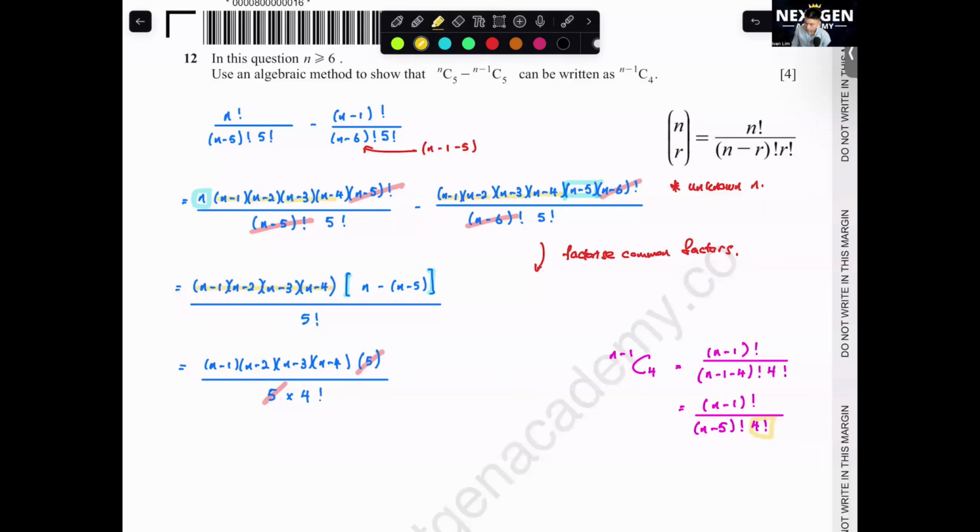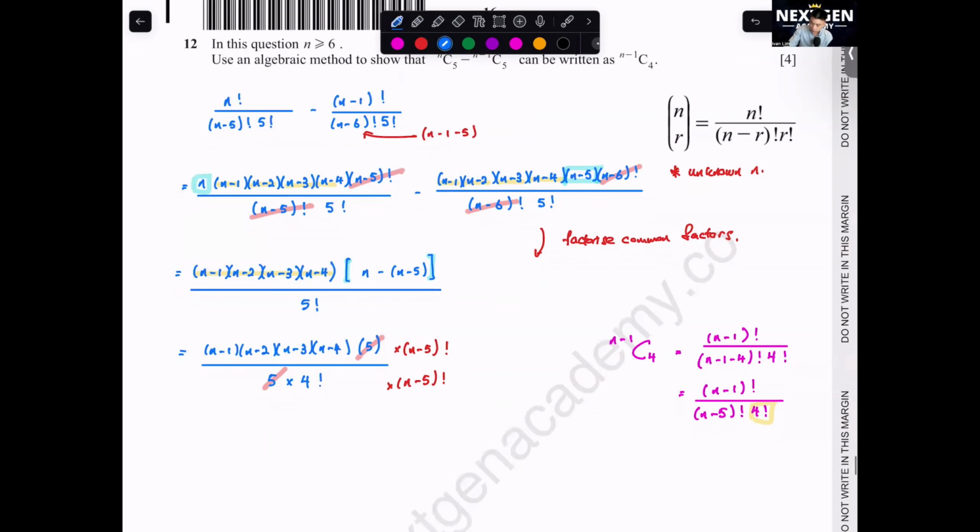Now what do we not have? On top, almost there. On top, we have n minus 1, n minus 2, n minus 3, n minus 4. But we want n minus 1 factorial. At the bottom, we want n minus 5 factorial. Can I say that we multiply both top and bottom by n minus 5 factorial? Can, right? Because n minus 5 factorial over n minus 5 factorial is equal to 1.